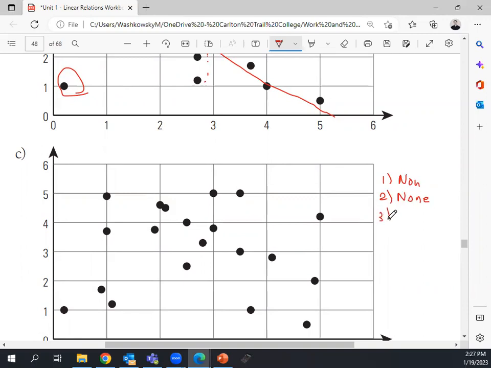So the third question here was, what's the strength of the correlation? Well, there's no correlation, so I'm just going to leave it blank. And then question 4, are there any outliers? Well, there's no correlation, so there's no outliers. The second you see that there's no correlation, this graph is now useless to you. You can't figure out anything from it.